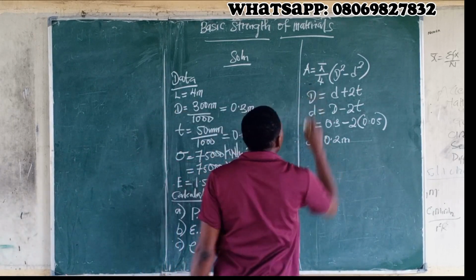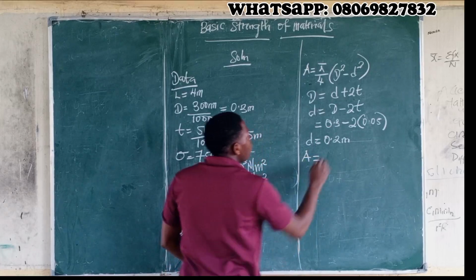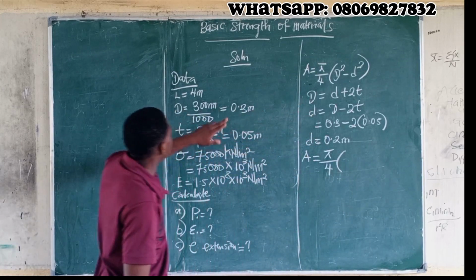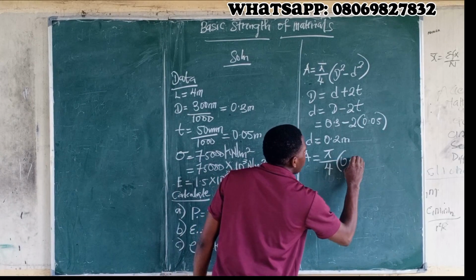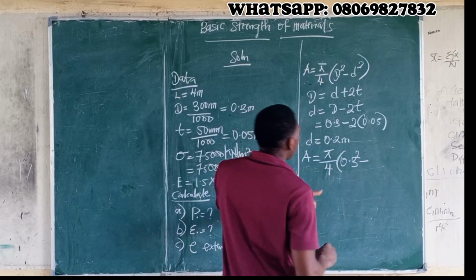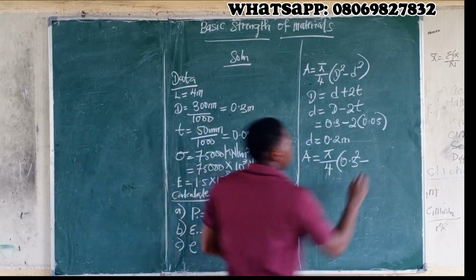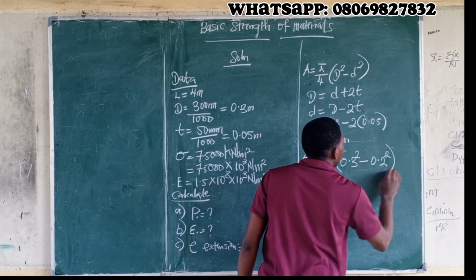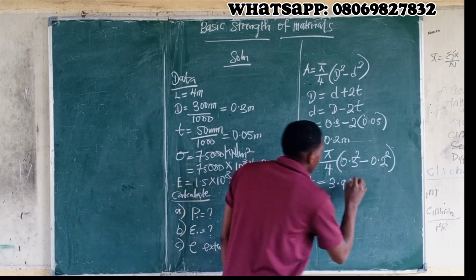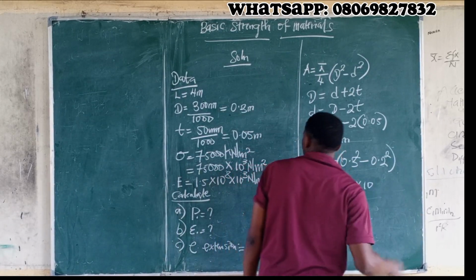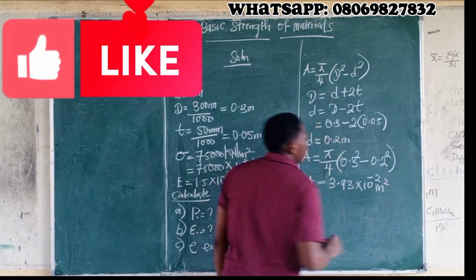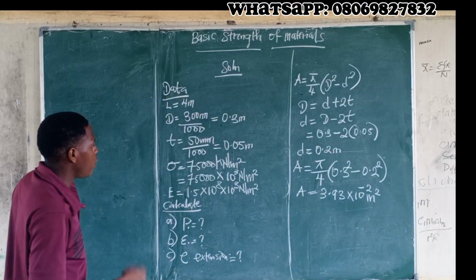So can we use this formula to calculate for our area? Yes. So using the formula, A is equal to pi over 4 bracket, what's our big D? 0.3 square minus what's our small d? 0.2 square. So what do you think the area will be? 3.93 multiplied by 10 raised to the power of minus 2. And what's our unit? Meter square.